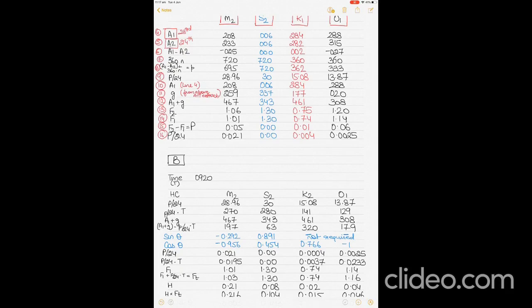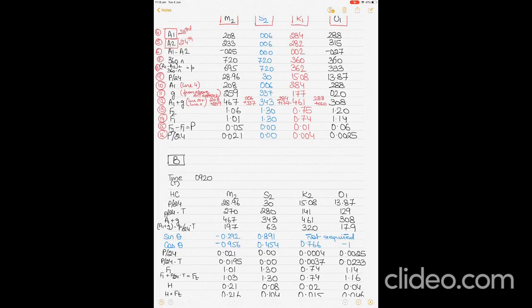Then line number 12 is basically A1 plus G. That means line number 10 plus line number 11. The first case is 208 plus 259, which gives you 467. 006 plus 337 gives you 343, and you are getting the idea now. 284 plus 177 is 461, and 288 plus 020 is 308. So just add the previous two lines and you will get the answer.